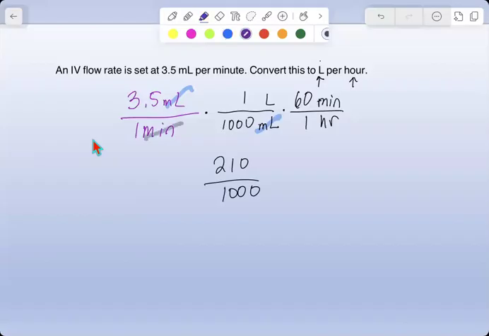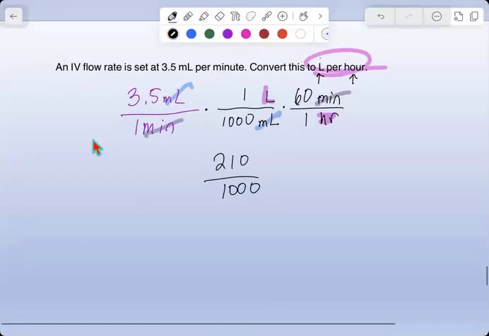And then our minutes cancel because there's one on top and one on bottom. The only thing that's left is a liter and an hour, and that's exactly what they wanted. So this would be liters per hour.